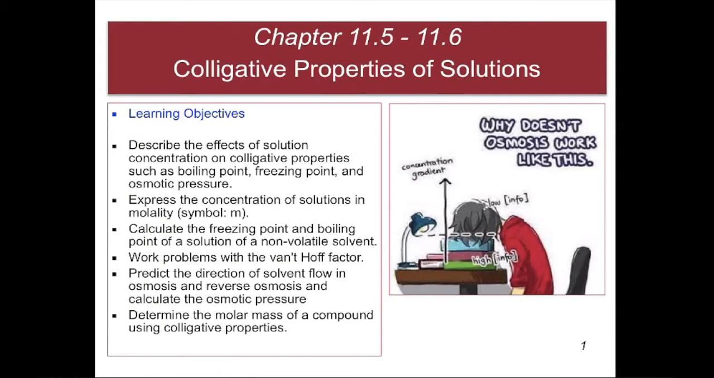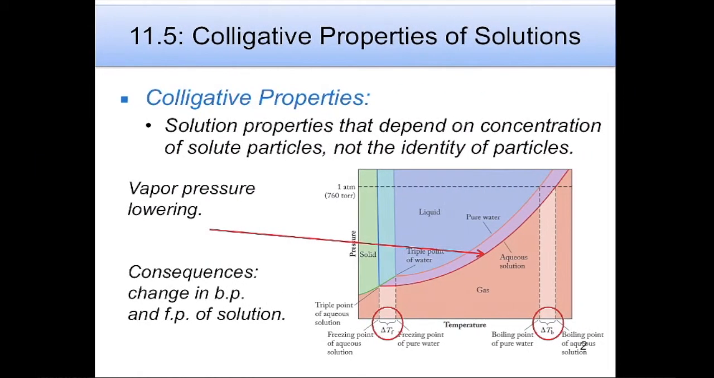In the last section of Chapter 11, we're going to talk about colligative properties of solutions. Now, colligative properties are solution properties that depend on the concentration of solute particles, but not the identity of the particle. So it doesn't matter if we're talking about calcium chloride, sodium chloride, methanol, whatever it is. Colligative properties only depend on how many particles are in solution, or how many ions, for example. And we'll talk about that a little bit later on in this chapter.